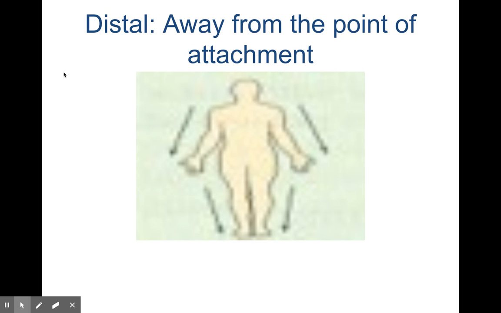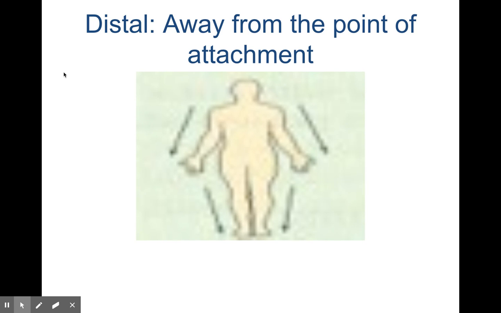Distal is away from the point of attachment. You have two attachment points for limbs, because this word is in relation to limbs, your arms and your legs. Point of attachment of the arms is the shoulder. Point of attachment of the legs is the hip. I'm going to give you a couple example sentences. You're just responsible for one, but I'm going to use a few.